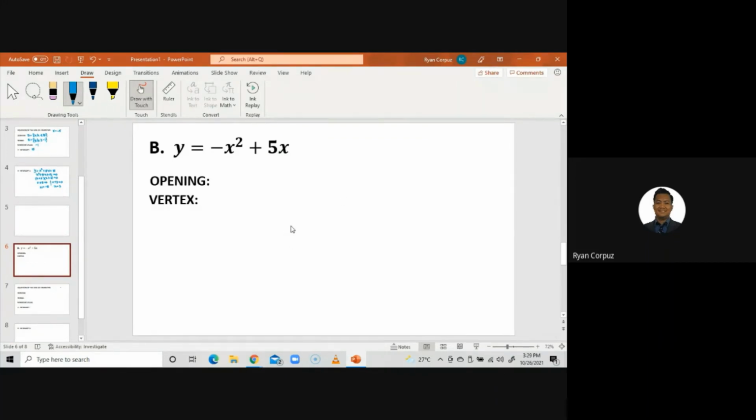So, raise your hand. What would be the opening of the graph? Sige, Kit, again. Downward. The graph opens downward, it's because the value of A is negative. That's correct. How about the vertex? So, ang value ng A natin here is negative 1. The value of B is 5. While the value of C is? What is the value of C?